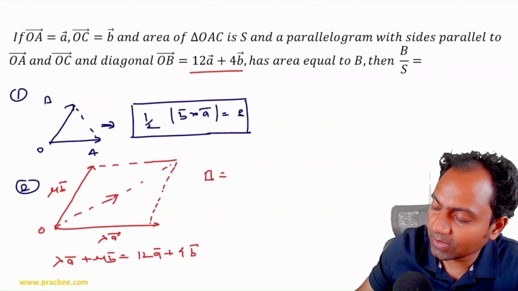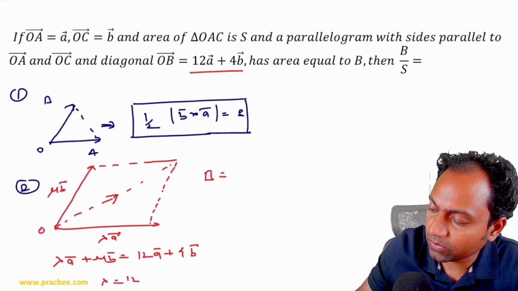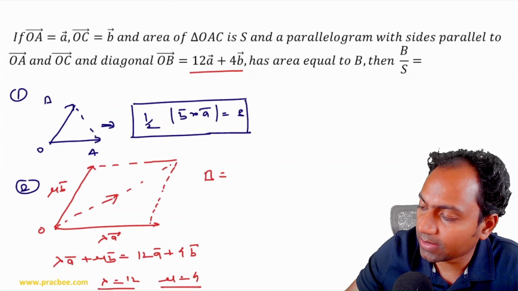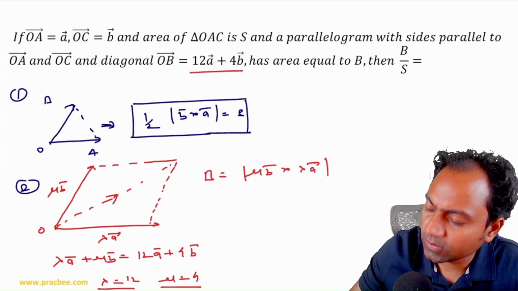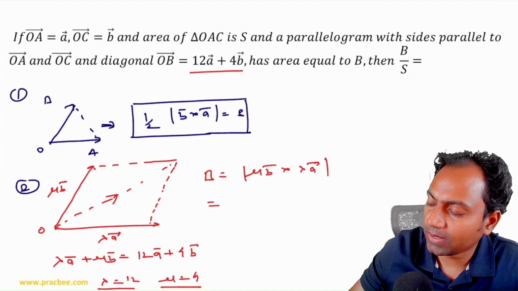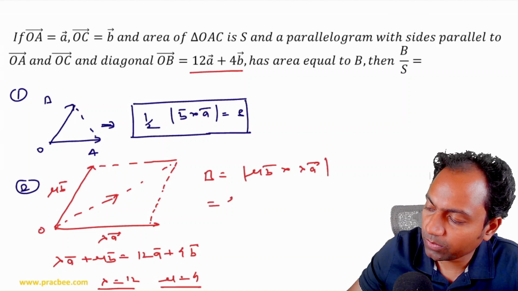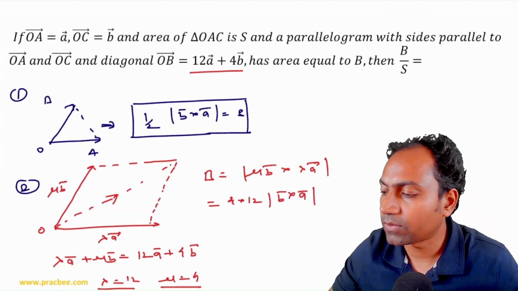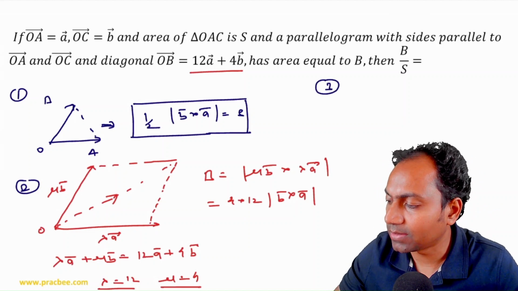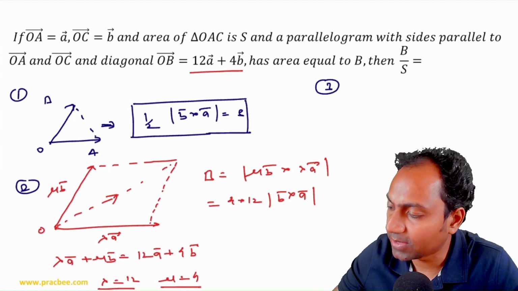And this will give us the value of lambda, that will be 12, and the value of mu, that will be 4. If I want to find the area, this is going to be nothing but the modulus of mu B vector cross lambda A vector. So if I put the values, mu will come out to be 4, lambda will come out to be 12, we can take it outside. This is B vector cross A vector. Now in the third part, what they want us to find is nothing but the ratio of these two, that is B by S.